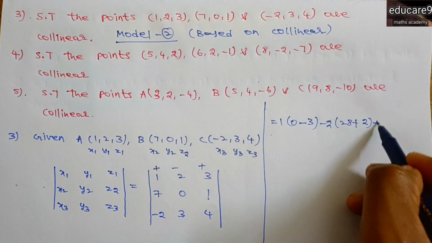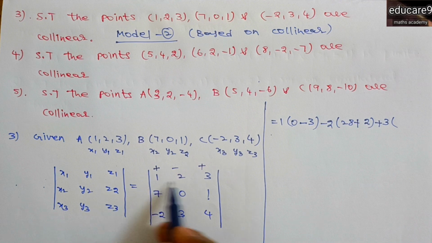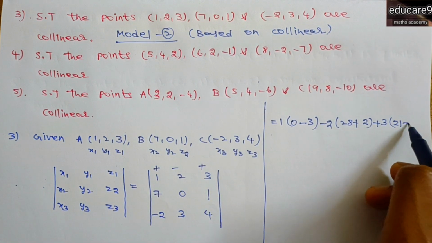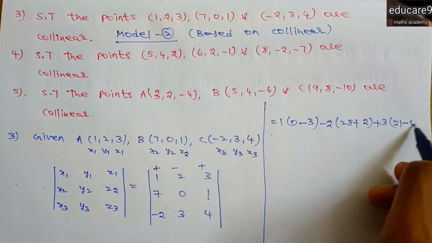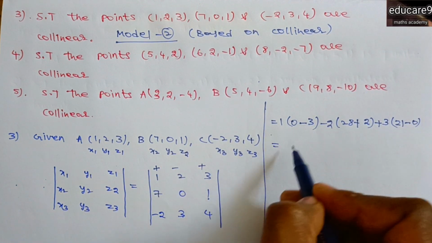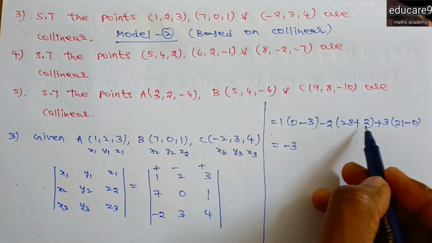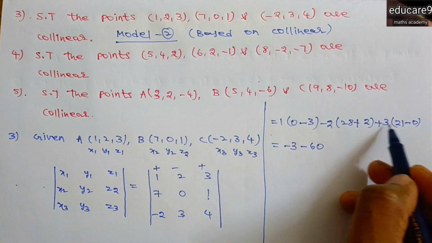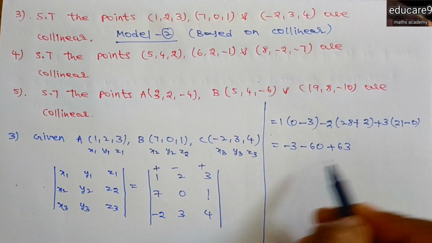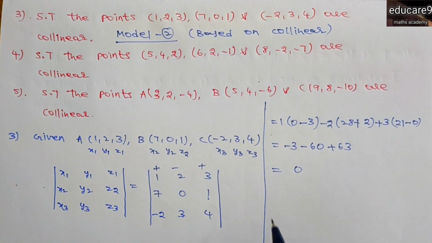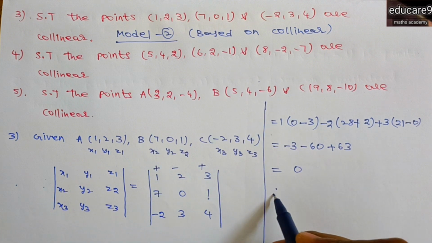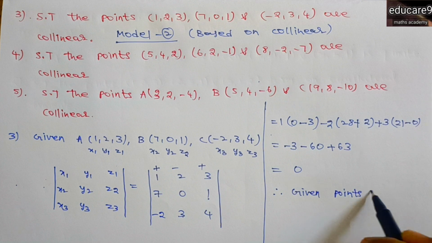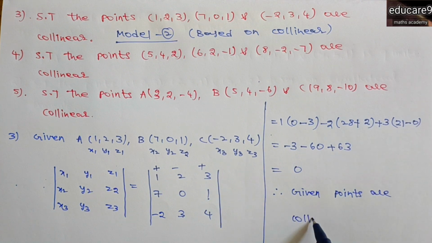Next plus 3 into. Again delete corresponding row, corresponding column. Cross multiplication. 7 into 3, 21. Minus, minus 2 into 0, 0. So which is 0 minus 3. Minus 3, 28 plus 2, 30, 30 into 2, 60, 21 into 3, 63. Clearly it becomes 0. So determinant is 0. So we can say that the given points are collinear.